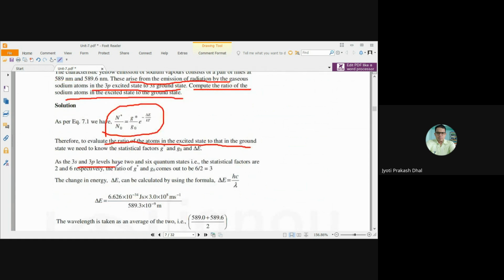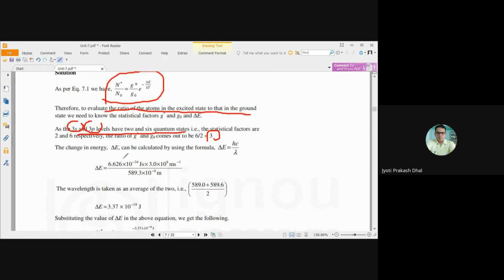As 3s and 3p energy levels have 2 and 6 quantum states. So for 3s energy level, 2 quantum states are there. For 3p energy level, 6 quantum states are there. So the statistical factors will be 2 and 6 for the values of g star and g naught. That means for g star, the value will be 6. For g naught, it will be 2. So g star by g naught equals 6 by 2, that is equal to 3.